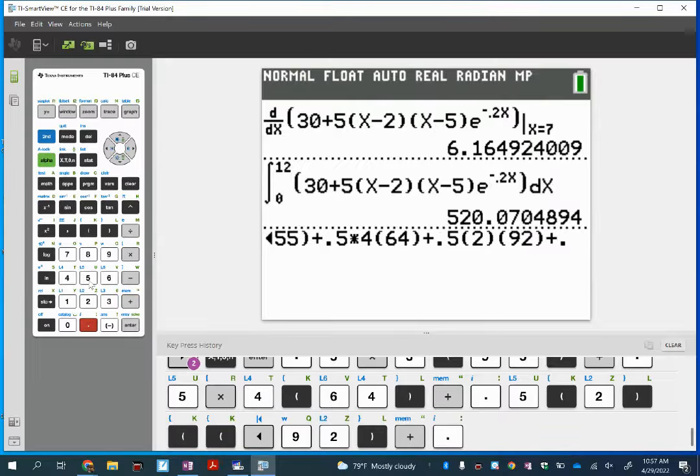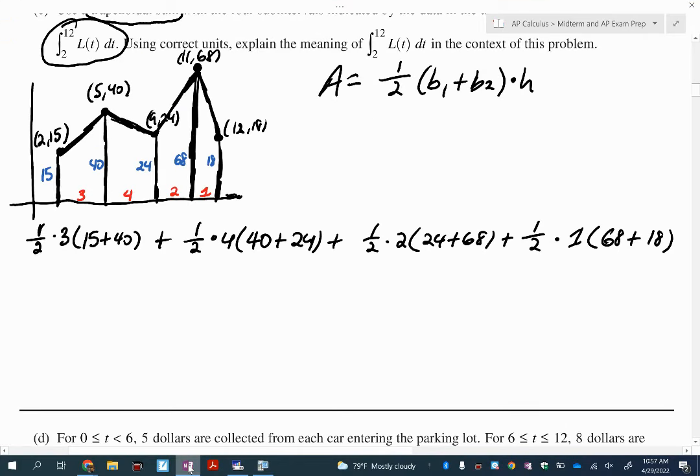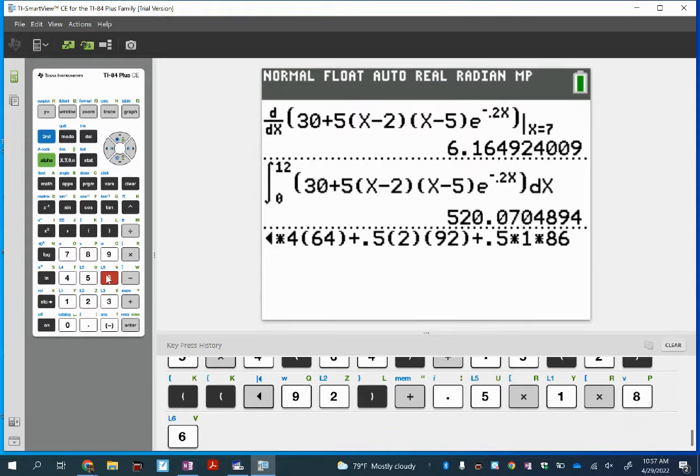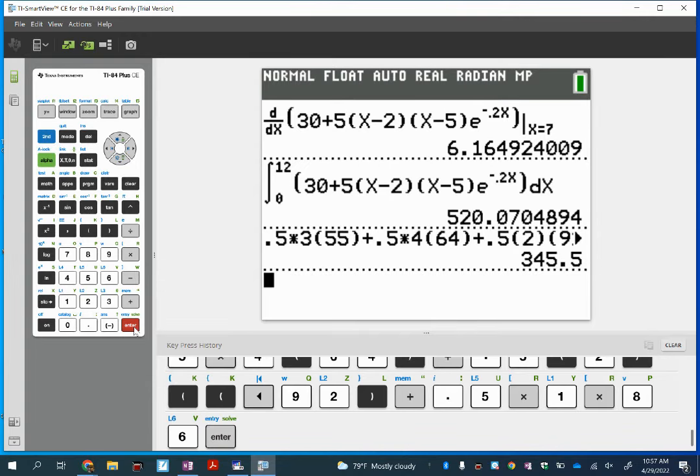Plus 0.5 times 1 times, what is that? 86. Here we go. We ready to press enter? Oh my gosh. Sorry, it's freaking out. Wait for it. There it is. Yay? Yes! Look at that. We got one. Didn't involve calculus, so that helped.